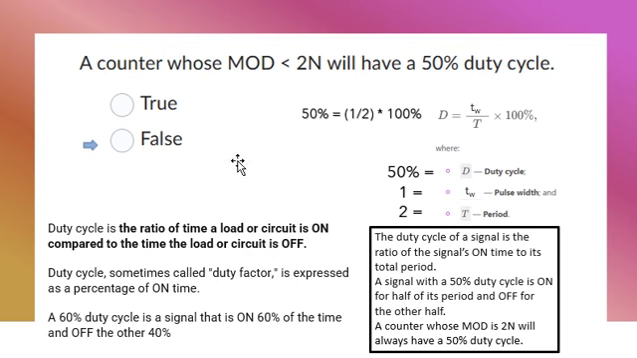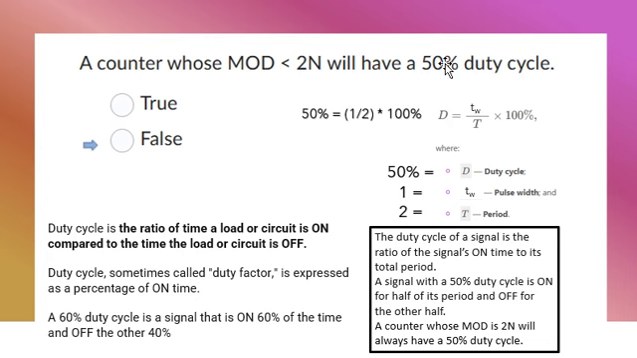Right, this is question 40. So the question is saying a counter whose mod is less than 2^n will have a 50% duty cycle. Is that true or false? Let's take a look at what the 50% duty cycle is.